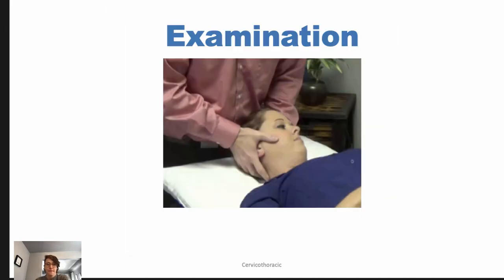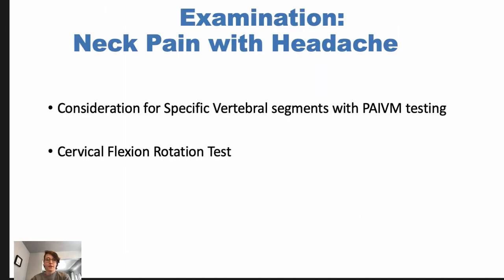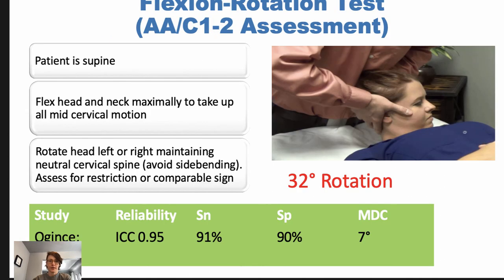So, okay, looking at our exam, right? We need to be testing specific vertebral segments, especially the upper cervical, and then our cervical flexion rotation test. So how do we do that? So the flexion rotation test is really a C1-2 assessment. So the patient's in supine and you flex them all the way up. And when you think you flexed them far enough, you're probably going to flex them just a little bit more. We'll talk about that in lab.